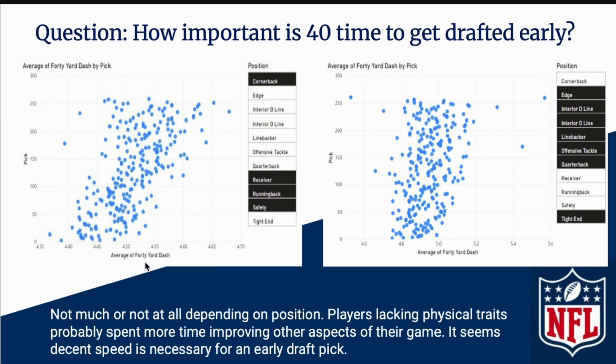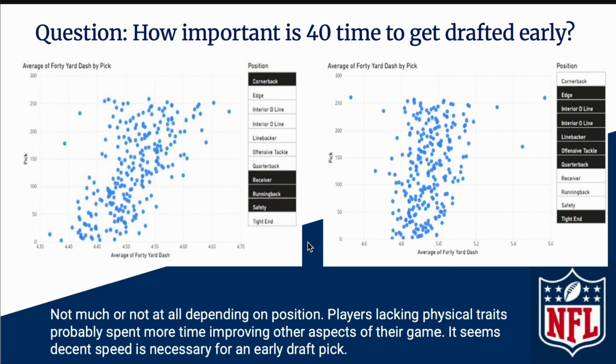So I'm graphing average 40-yard dash time on the x-axis and pick on the y-axis. And again, it's a very weak relationship, although it seems like if you want to get drafted in the top 100, you've got to be decently fast, like run at least a 4.55 here. And then with all the other positions, you really can't see a relationship at all between 40-yard dash and pick.